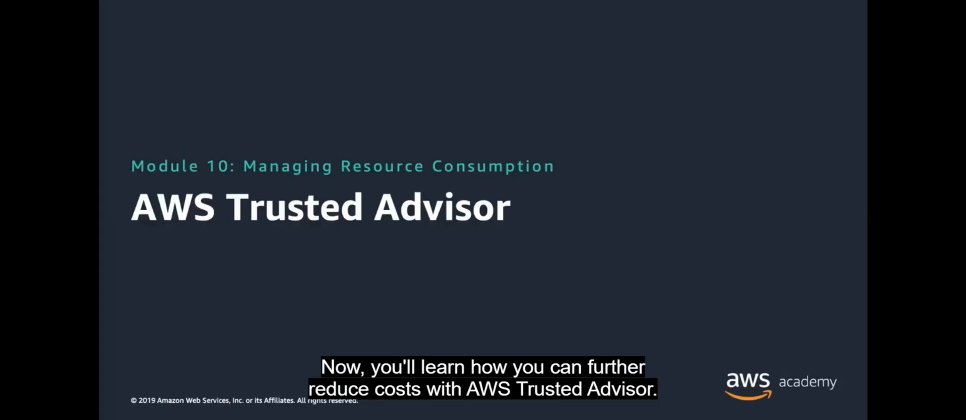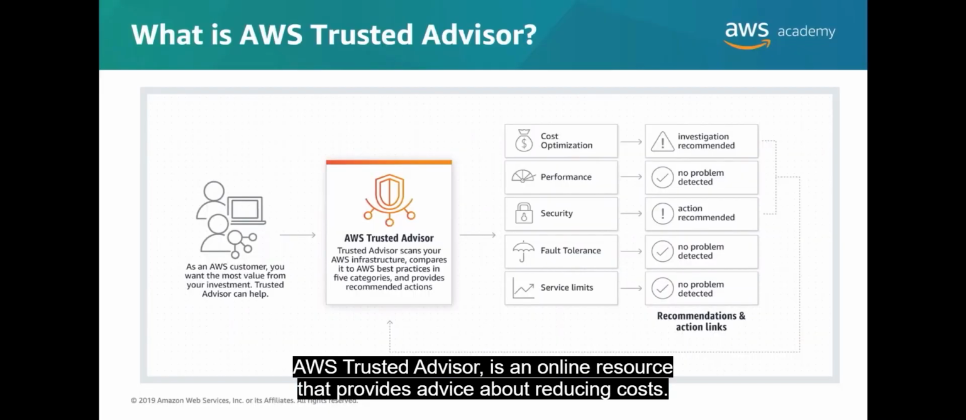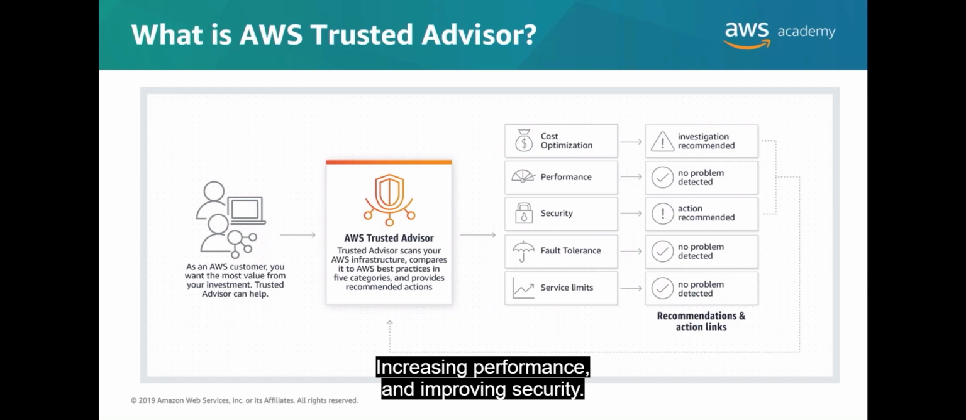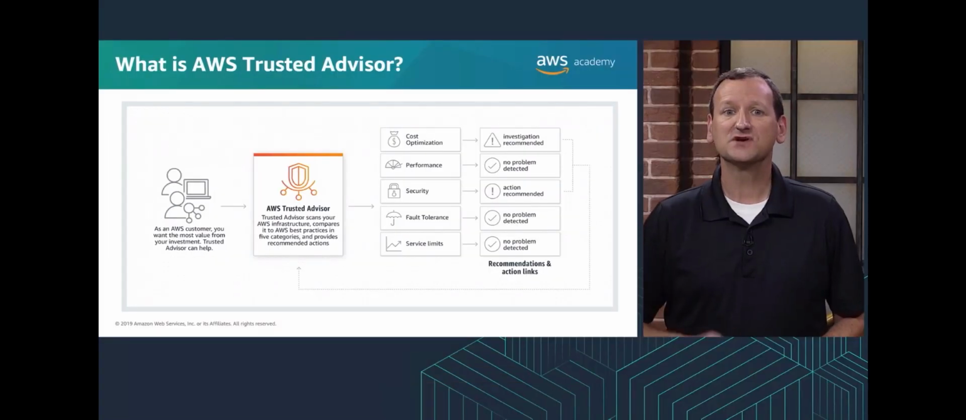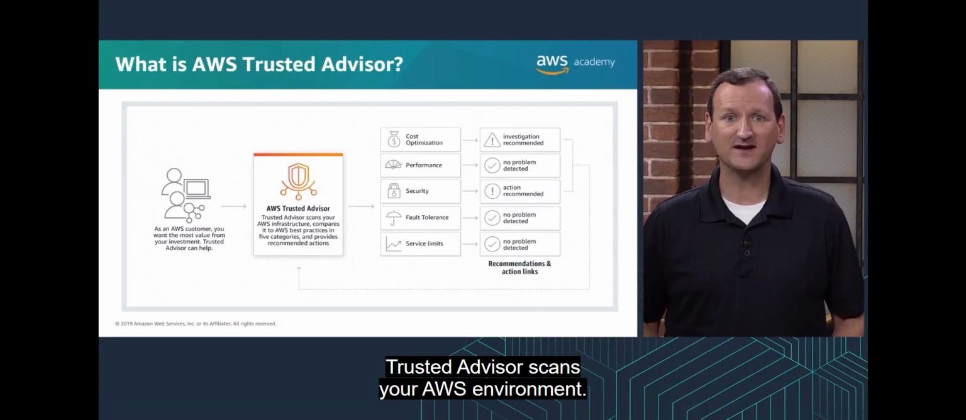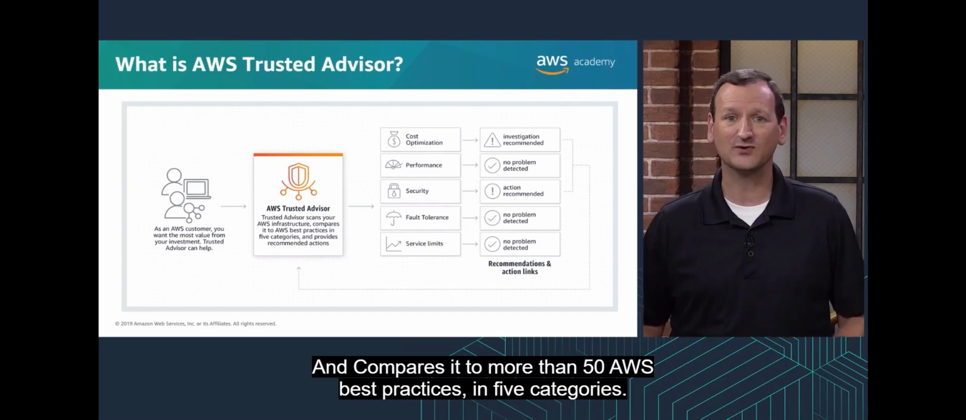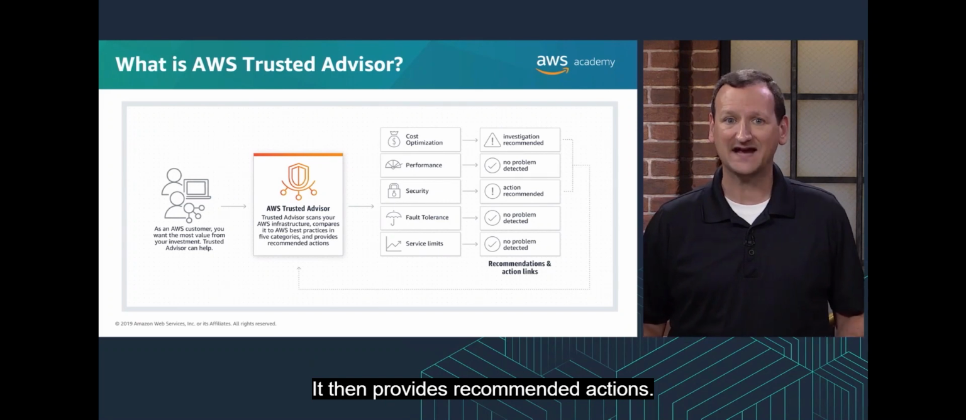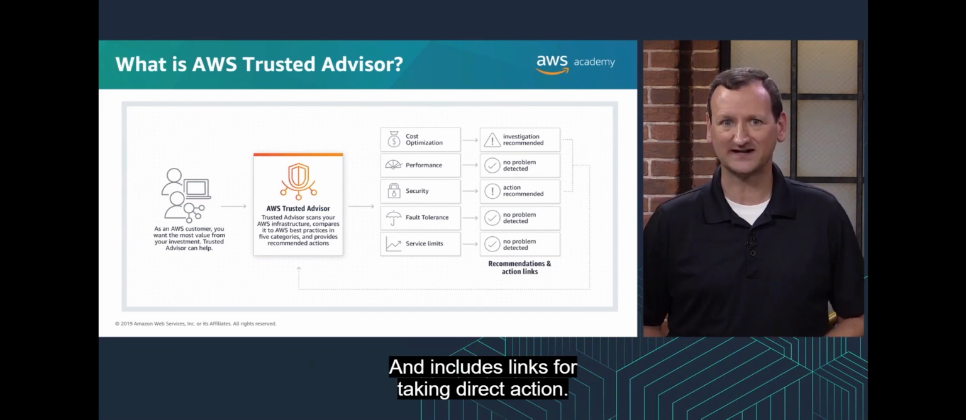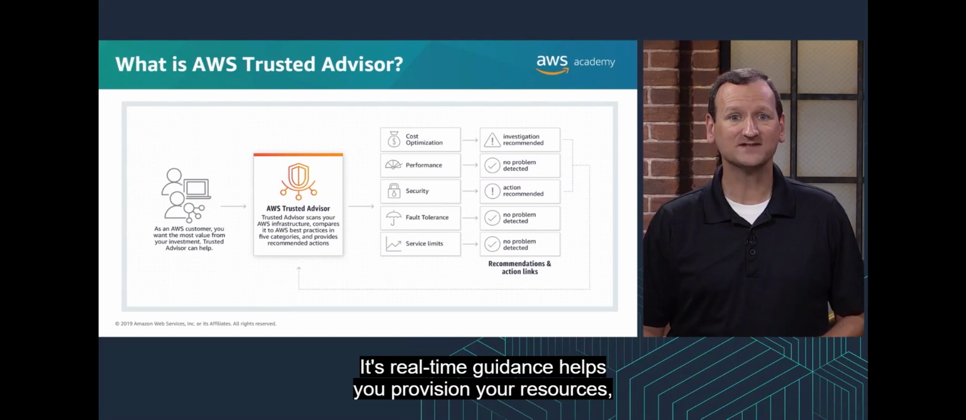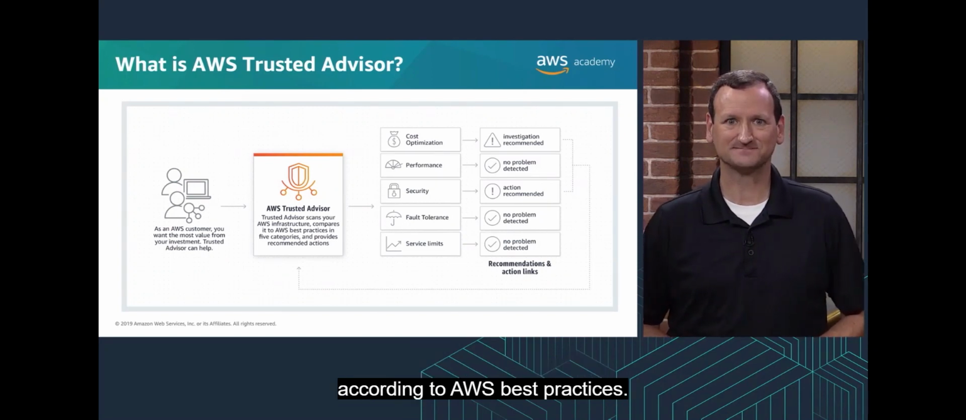Now, you'll learn how you can further reduce costs with AWS Trusted Advisor. AWS Trusted Advisor is an online resource that provides advice about reducing costs, increasing performance, and improving security. Trusted Advisor scans your AWS environment and compares it to more than 50 AWS best practices in 5 categories. It then provides recommended actions and includes links for taking direct action. Its real-time guidance helps you provision your resources according to AWS's best practices.